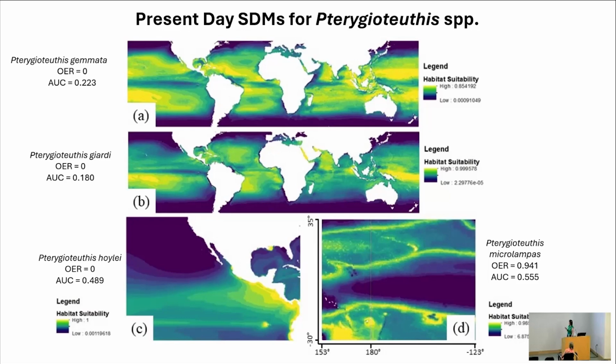Except for Pterygioteuthis microlampas. Something bad happened here. I don't like this model. This is what it gave me. It has an OER of 0.9. Remember, I said it wants to be as close to 0 as possible. So this is a bad model. And then our AUC, it's higher than the rest, but still that OER is pretty high. And so I'm using this model for the rest of the analyses, but we're going to take everything I say about Pterygioteuthis with a grain of salt from here on out.